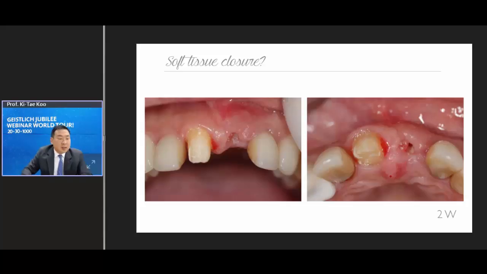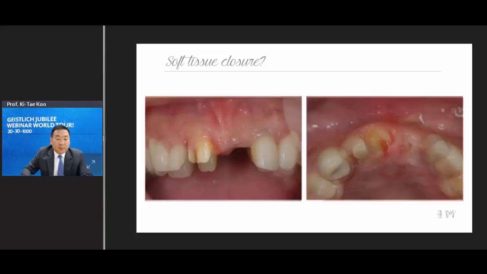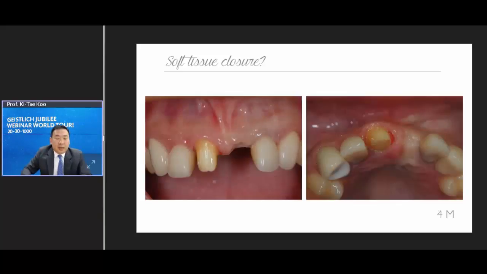And this is the healing you see at 2 weeks. You can see that epithelium is forming very quickly. And another slide at 4 months. You could see that the ridge is pretty fat and the volume is good. So I guess this was a very successful ridge preservation procedure. So in cases where the walls are intact, I like to use mucograft seal very much.